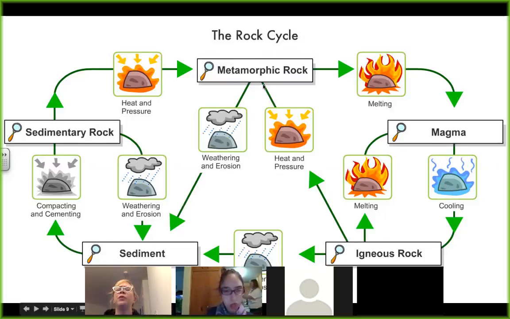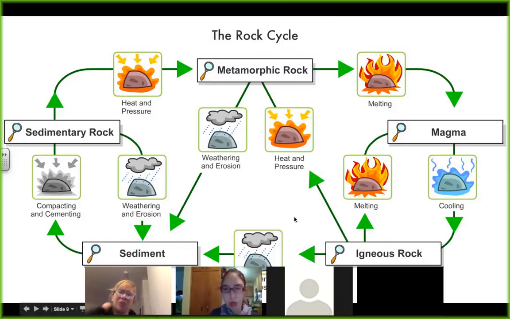Now remember, metamorphic rock is formed deep in the earth, right? So weathering and erosion is going to be hard. It's going to take a lot of time for weathering and erosion to happen to metamorphic rock, but it does, right? Because the earth is millions of years old. So there's been millions of years of weathering happening.